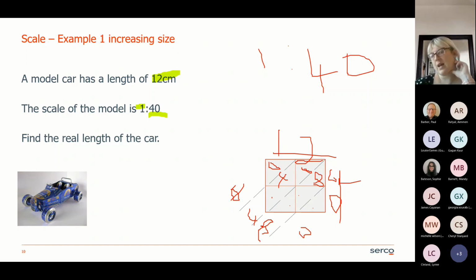If you're interested in the lattice method, then I would recommend watching that video. If not, you can absolutely stick to your traditional method. So that's how you get 480. So the length of the car would be 480 centimetres. Or if you wanted to put it into metres, of course, it would be 4.8 metres. 4.8 metres. Yeah, everyone agree with that?